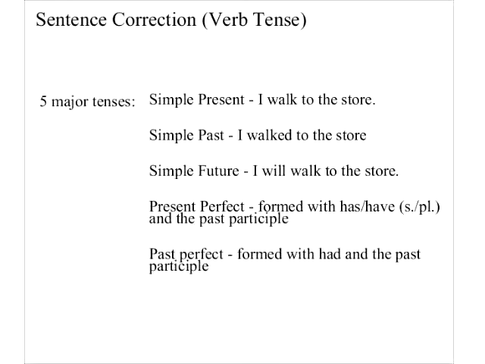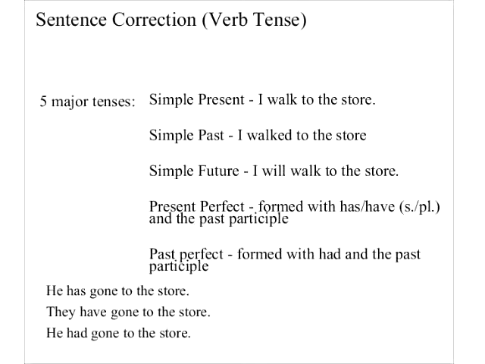So notice that the present perfect has 2 forms, a different one for singular and plural, whereas the past perfect does not. In other words, you would say, he has gone to the store, or they have gone to the store. But you would say he had gone to the store, and they had gone to the store. Does anyone know what these two special tenses are used for?